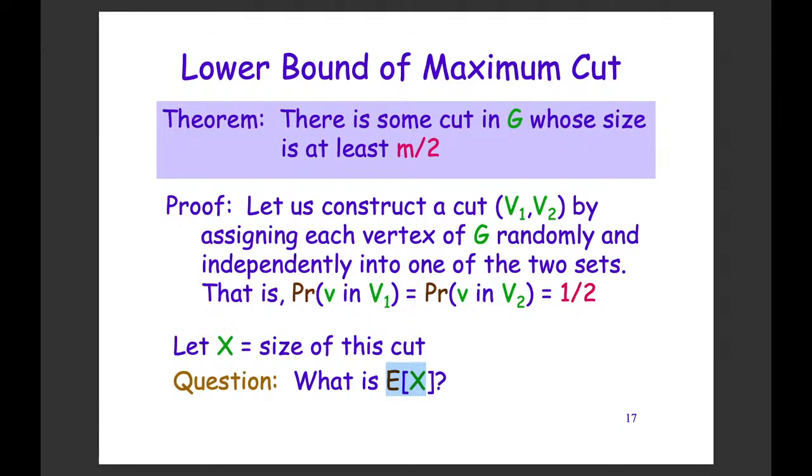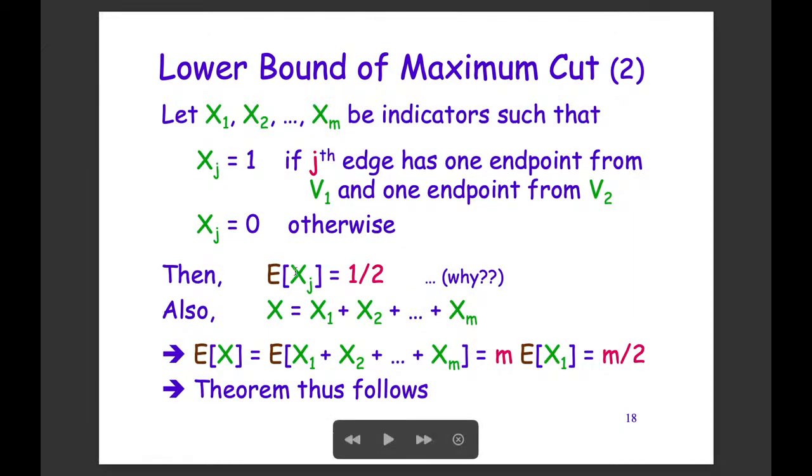So how do we compute this? This is by linearity of expectation. First of all, let us define x1, x2 up to xm to be indicators, where this is about the first edge, this is about the second edge, this is about the mth edge. So whether the first edge will be in the cut, or whether the second edge will be in the cut, or whether the mth edge will be in the cut.